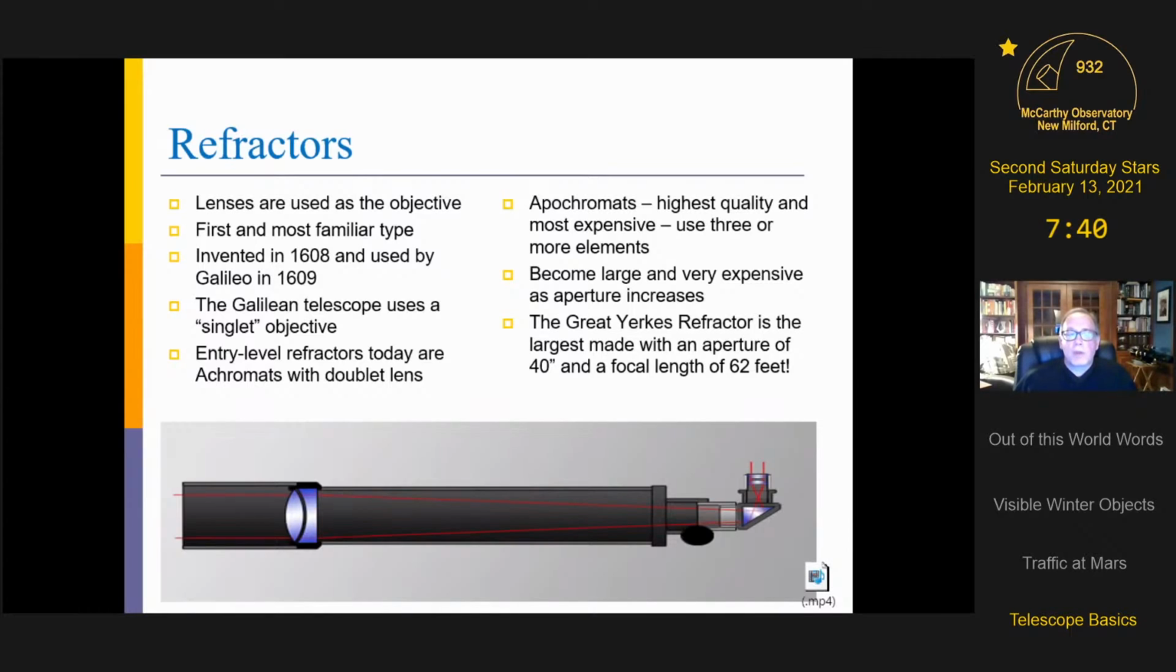As you get a bit larger with refractors, they become very unwieldy. The largest refractor ever built is the great Yerkes refractor in Wisconsin. That has an aperture of 40 inches. But to house a 40-inch objective, the focal length has to be 42 feet long. This refractor weighs more than 20 tons with its mount. Very hard to use, but revolutionary at the time. That was built in 1893, so it's quite old.